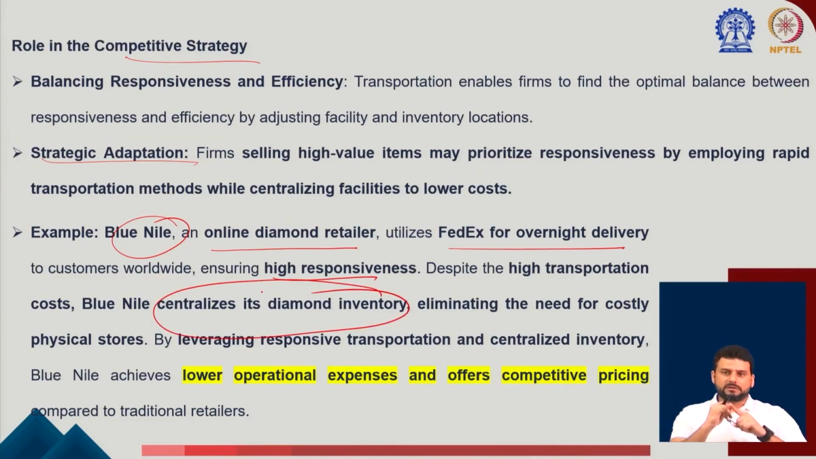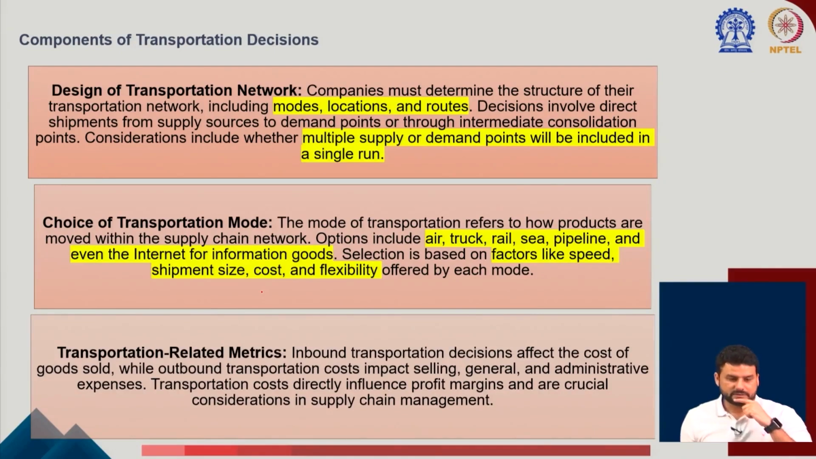So centralizing means inventory cost is reduced, and the other cost, because the diamond industry is one where you need to invest heavily on security parameters as well. So instead of investing on security at 5 different locations, you can just manage the security at one point. This is how you can minimize the cost, right.